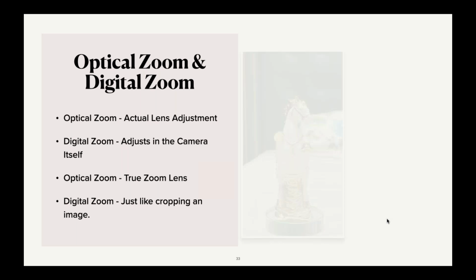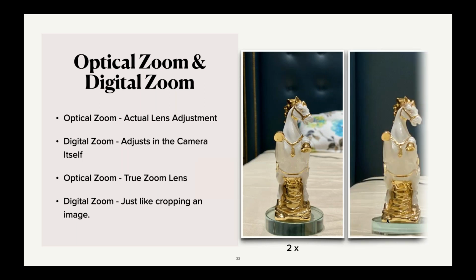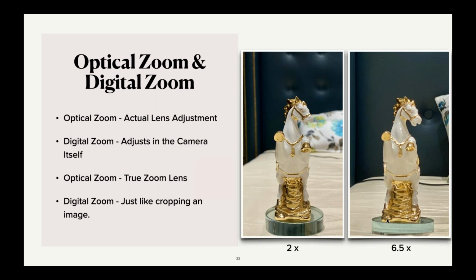So I've taken two images to show the difference between the optical and digital zoom. This image was taken on my phone, which has a 2x optical zoom. So this was at the 2x point. You can see that all the details of the image are there. And the second image was taken at around 6.5x, where you can see that the details in the image are lost, and it is not a very well composed image because it's digitally zoomed and it just doesn't make the image look that appealing.